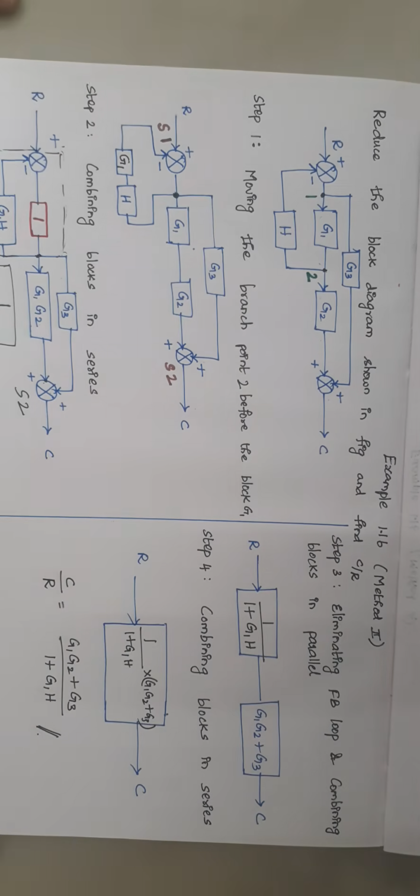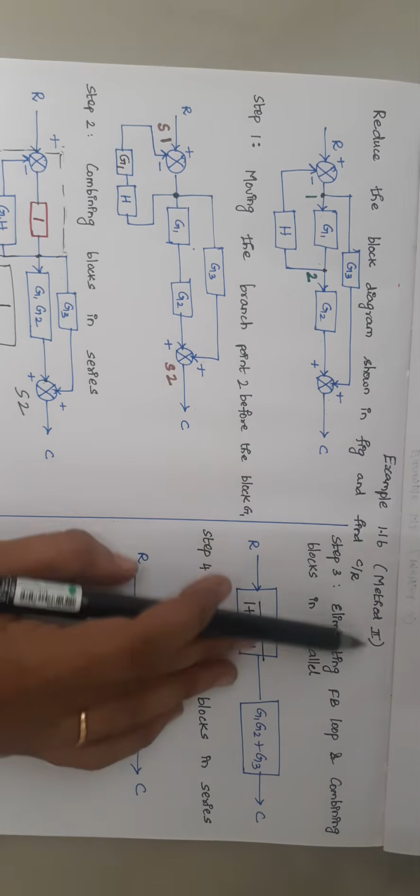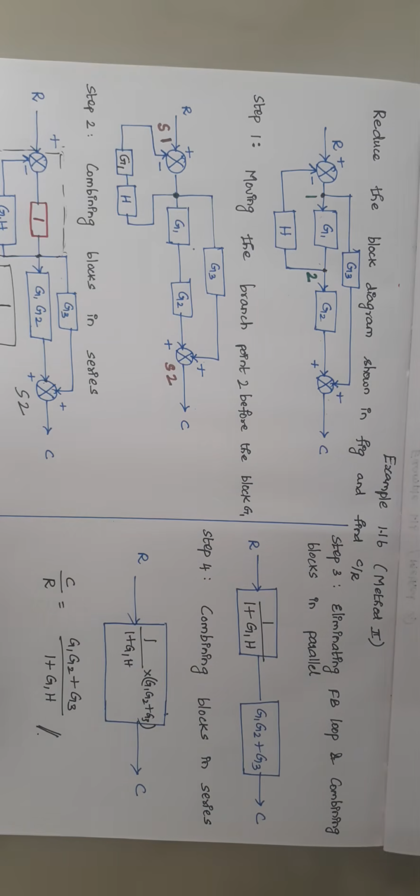required transfer function. This transfer function can be obtained by two methods. Now we have obtained it using method 2. Even in method 1 we will have the same expression. I have taken this problem just to show you that the same problem can be solved in different ways, but the final answer always remains the same, right?